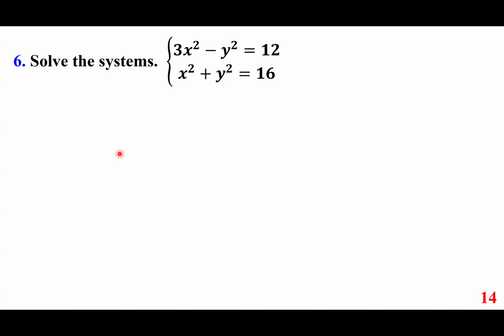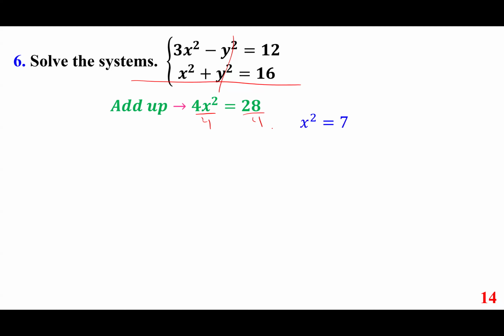All right, want to solve this system. This is a system of nonlinear equations because the degree is 2. And again, you go with the same methodology, in this case the substitution or elimination method. Clearly, elimination is in order because you can just add up and these two cancel each other. We get 4x squared equals 28.